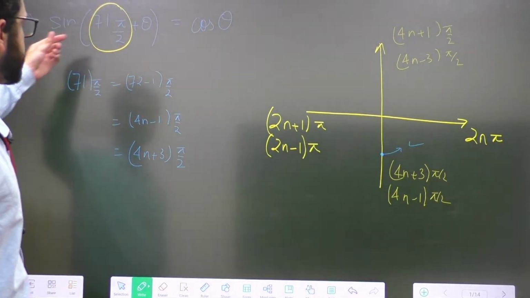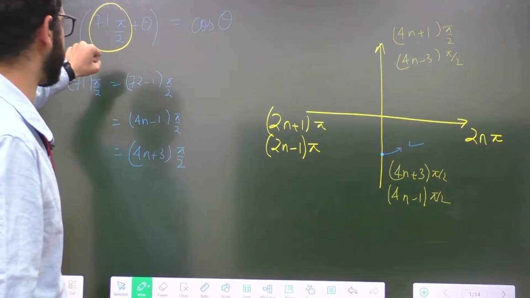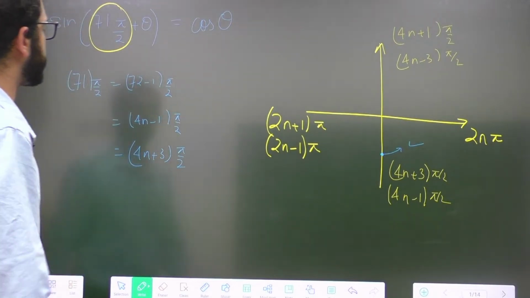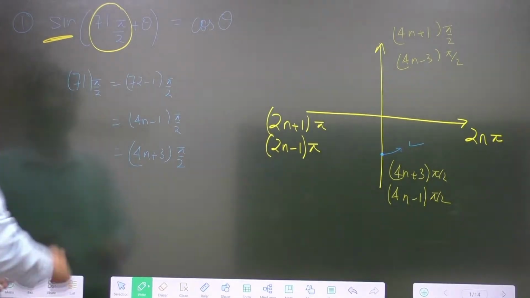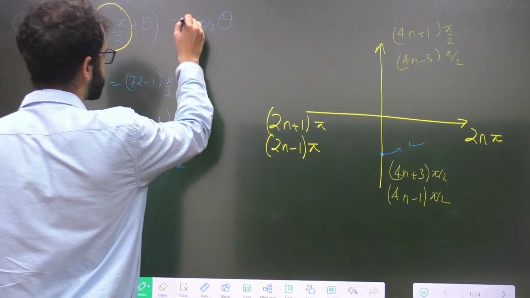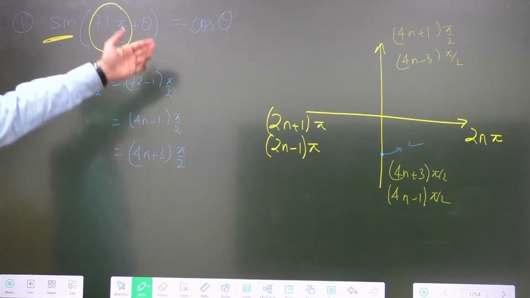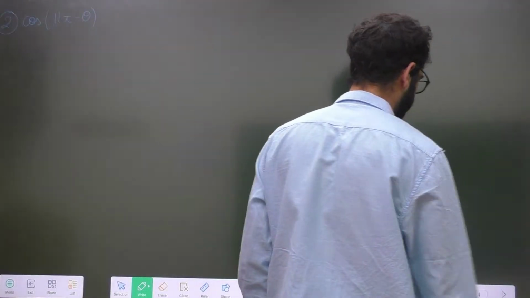So sine 71 pi by 2 plus theta, because of it being a multiple of pi by 2, sine converts into cos. I'm going to say cos theta. And because I'm in the fourth quadrant where the LHS, that is sine, is negative, I have to put a minus sign in front of it. So sine of 71 pi by 2 plus theta is equal to minus cos theta. Let's move forward to the next question.